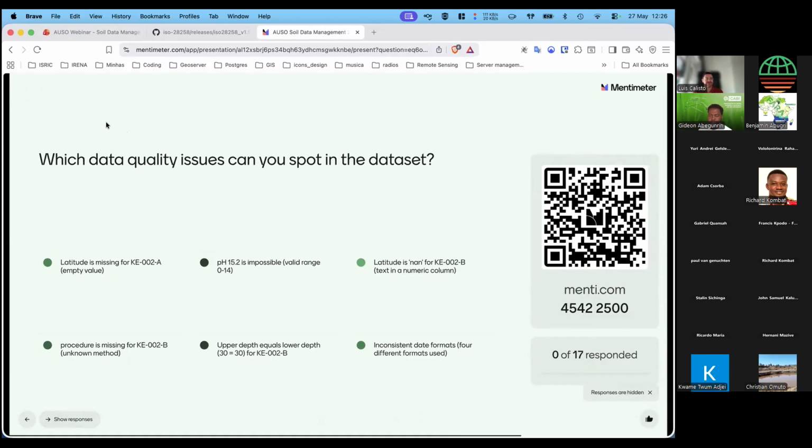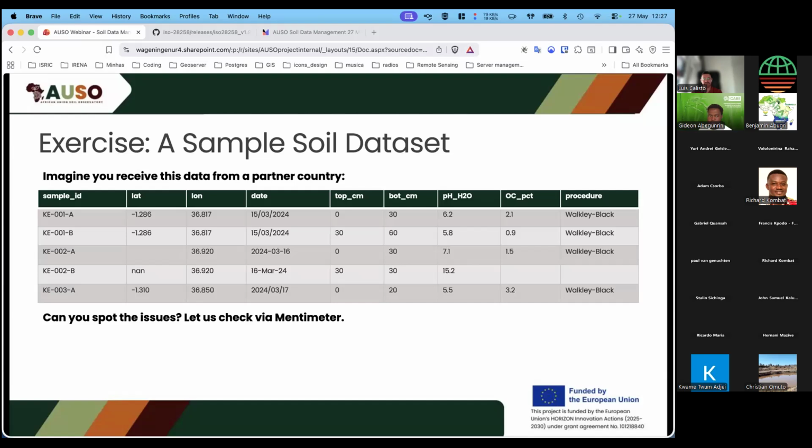Okay, so next question. Which data quality issues can you spot in the data set? Let me show you. I think you have the Metimeter also on the chat. Thais also shared the Metimeter link. So you can see the sample that we have here. Which quality issues can you spot here? And then we can talk a little bit about these quality issues. Something I recommend is think about your data, think about your own problems. So we can now discuss a little bit about this because I think there's a lot that can be said here.